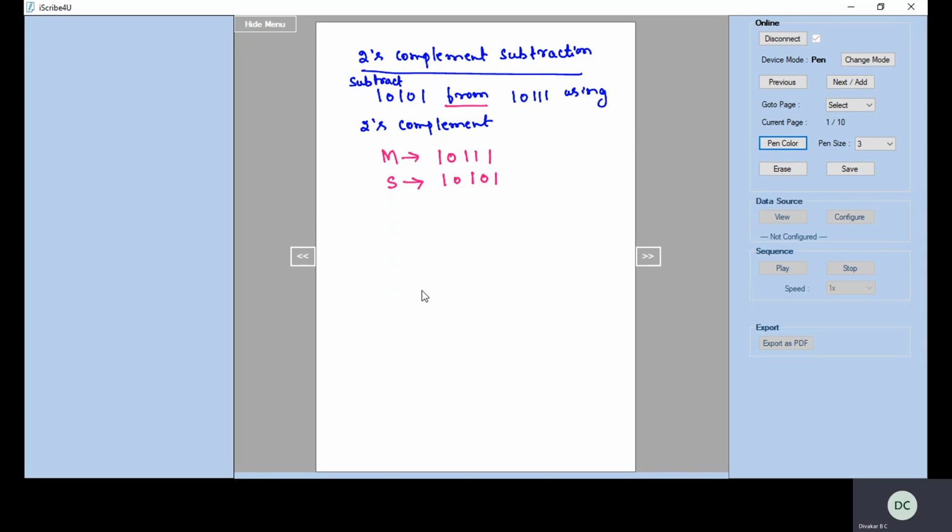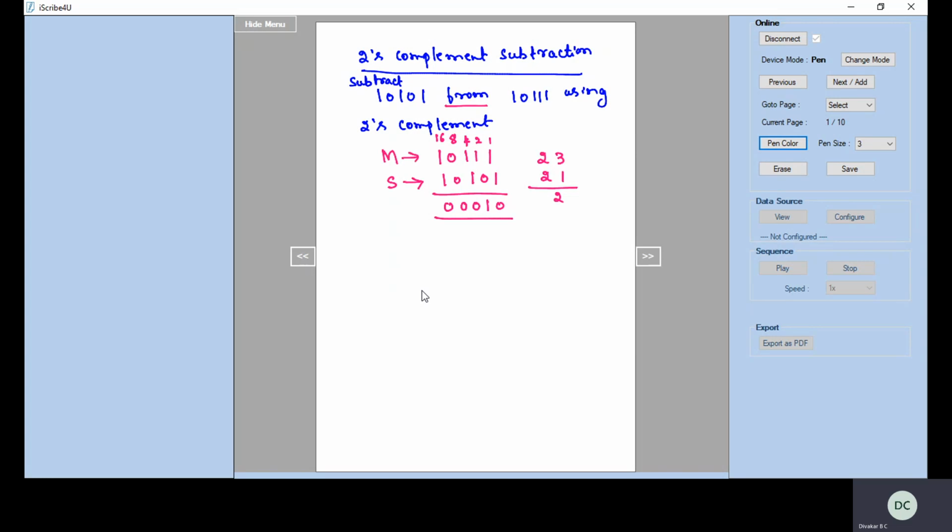Write the binary for the given numbers. First represent them in decimal, which is easy for the calculation: 16, 8, 4, 2, 1. So 16 plus 4 is 20, 20 plus 2 is 22, plus 1 is 23. And 16 plus 4 is 20, plus 1 is 21. Subtract: 23 minus 21 is 2. Therefore the answer should be 00010.